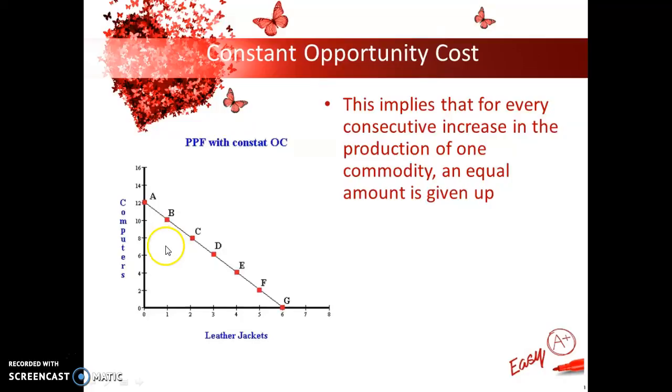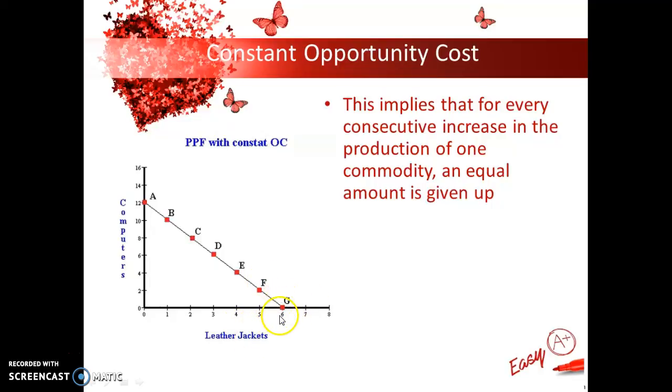Let's see what happens if you choose to produce at point D instead, where you're producing 6 computers and 3 more leather jackets. You will definitely have to give up 2 more computers. So what we're seeing is that the more you try to produce of another good, you have to give up practically the same amount. You'll have to give up the same amount of one commodity to produce an increased amount of another commodity. So it's equal.